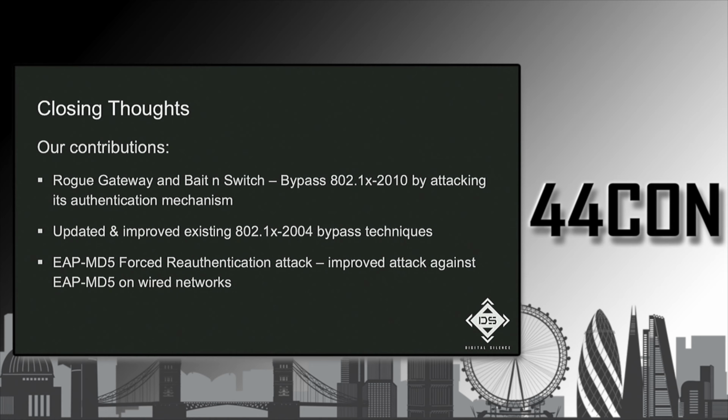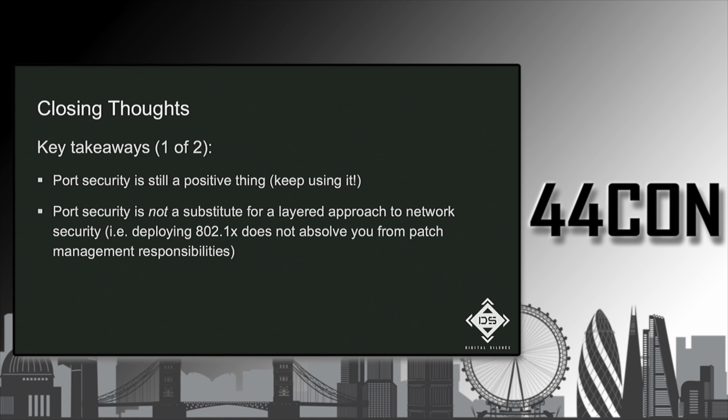But just some closing thoughts. Just to go over the main contributions that we've gone over today. The first is the rogue gateway attack, which can be used to bypass 802.1X-2010 in cases where weak EAP methods are used, and does that by attacking the authentication process itself rather than dealing with MACsec. We've basically updated and improved the existing 802.1X-2004 bypass techniques and packaged them in a really easy to use and install tool called Silent Bridge. And also we've introduced the EAP-MD5 forced reauthentication attack, which is kind of simple, but it makes the process of attacking EAP-MD5 a lot easier, a lot faster.